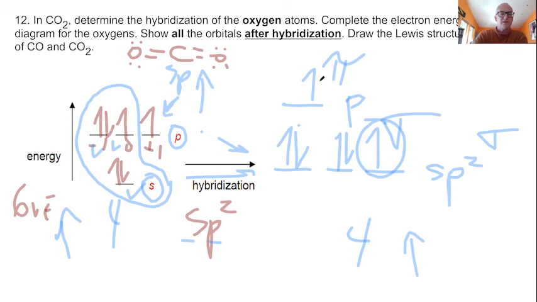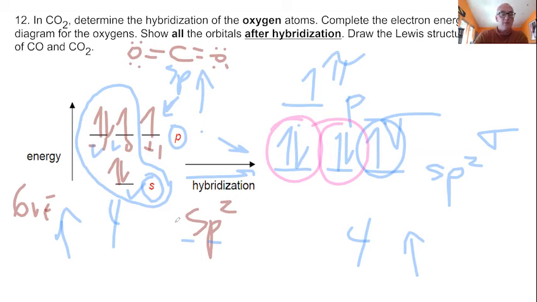And what are these electrons? Where do we find those? Are those the lone pairs? Those are the lone pairs, exactly.